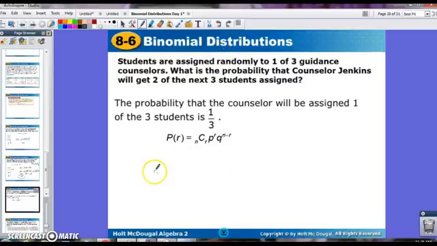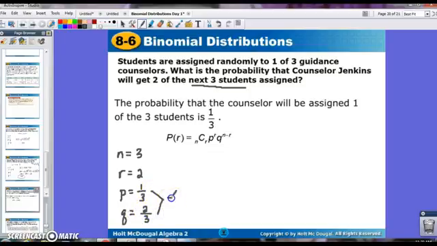Okay, so if we use our formula, n here is 3 because it's the next 3 students. So the total number of trials is 3. The number of successes here is 2 because we want to know the probability of them getting 2 of the 3. Our probability of success is 1/3, which means our probability of failure has to be 2/3. These two numbers have to add up to 1. So if we plug into our formula, we have 3C2, and I have 1/3 to the second times 2/3 to the first.